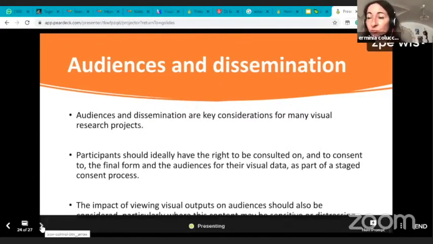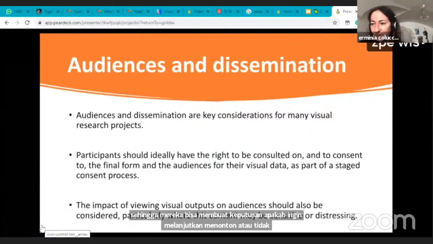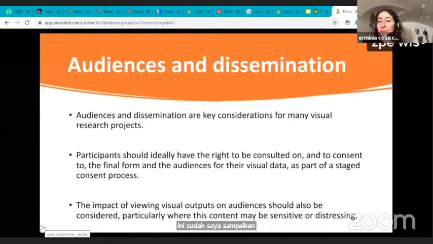Participants should ideally have the right to be consulted on and to consent to the final form of the visual data. Again, I say ideally because it's not always possible. Sometimes it's due to something uncontrollable. For example, I was supposed to be back in Ghana and then Indonesia, to go back to where I filmed some of the people, but that won't be possible. Also sometimes we need additional research funding to return to the country, or for the research team to go back. And sometimes people just cannot be traced again.